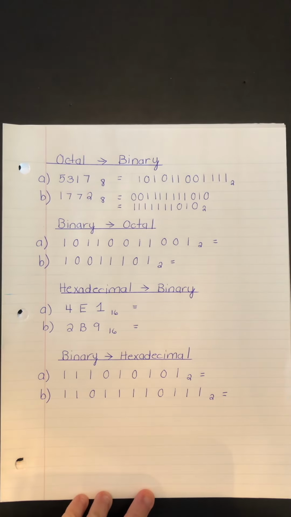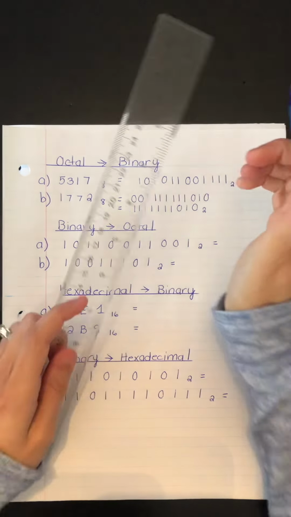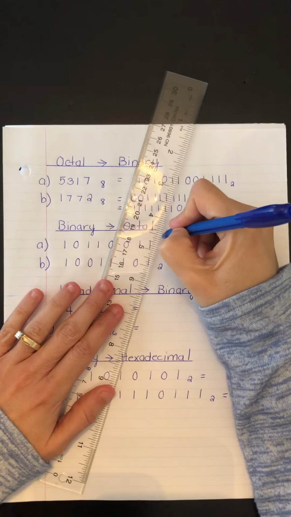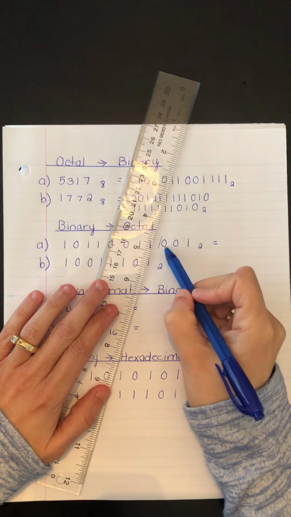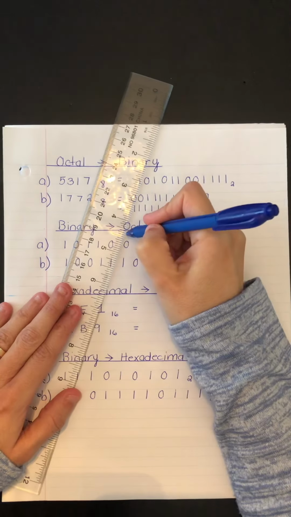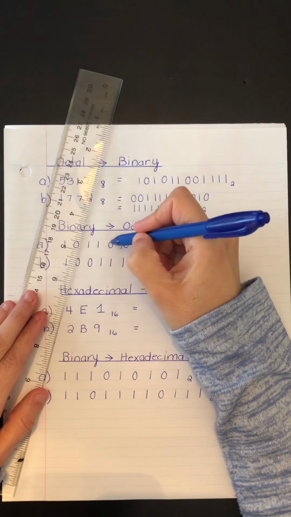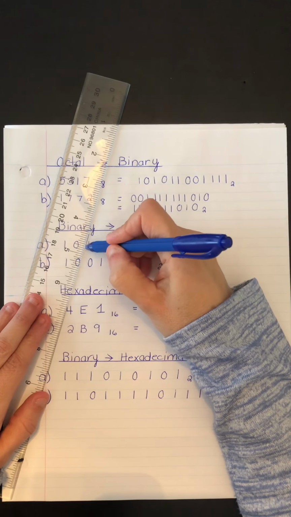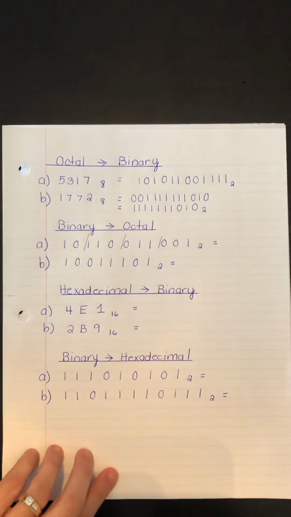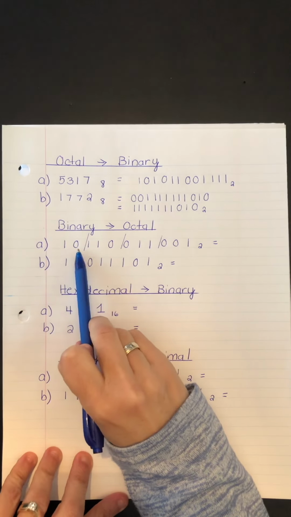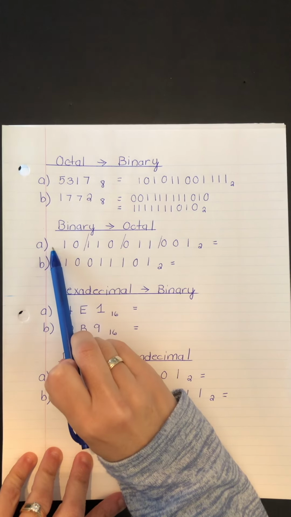1, 2, 3, 4, 5, 6, 7, 8, 9, 10, 11. And 11 is not actually a multiple of 3. So when we break this into groups of 3, it's really important that we start at the end of the number, the right side of the number, like this. Watch, I'll show you. So 1 group of 3, another group of 3, another group of 3.